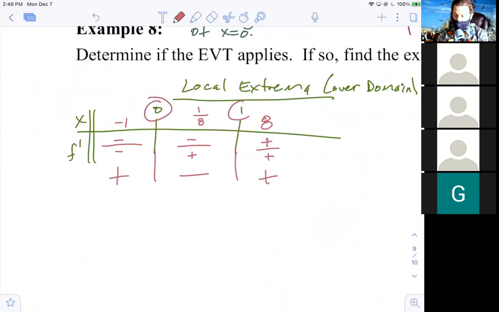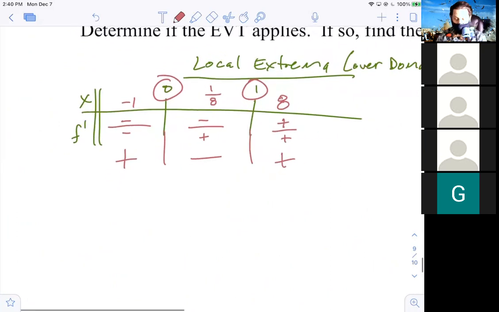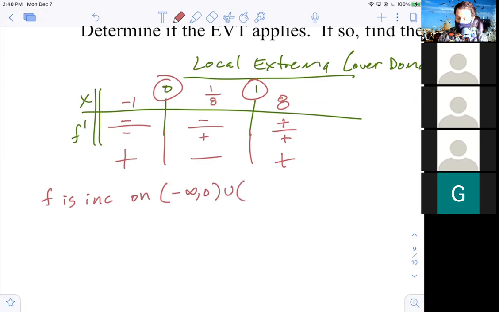So this is where I've seen students make careless mistakes. We now refer back to the critical values. So let's go ahead and list the increasing, decreasing intervals first. F is increasing everywhere to the left of 0, so from -infinity up to 0, union to the right of 1, so 1 to infinity. And it's decreasing between 0 and 1.